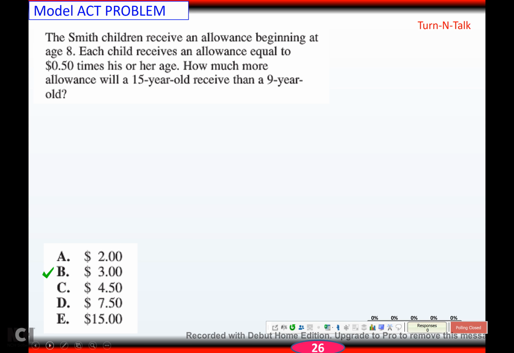All right, the Smith children receive an allowance beginning at age 8. Each child receives an allowance equal to 50 times his or her age. How much more allowance will a 15-year-old receive than a 9-year-old?